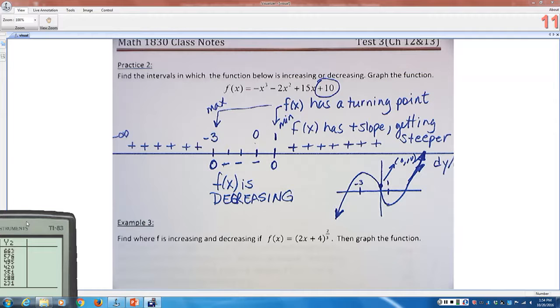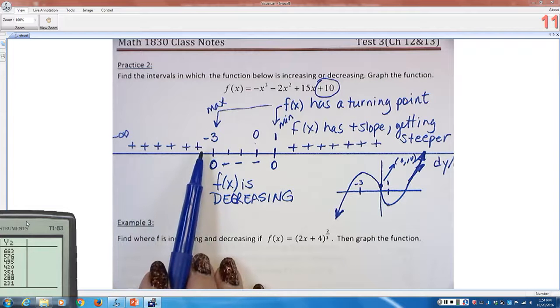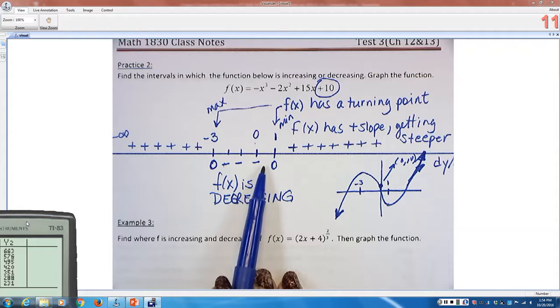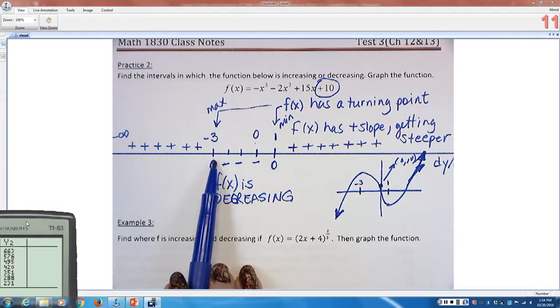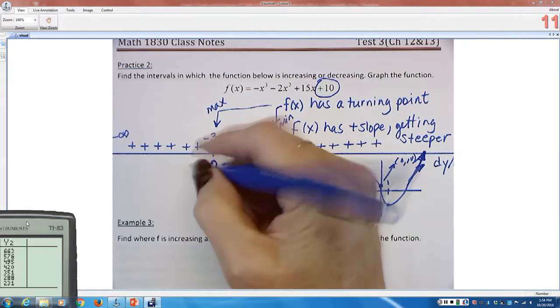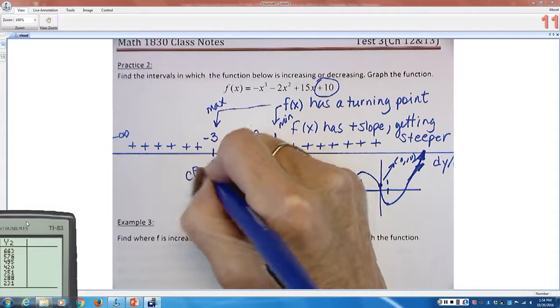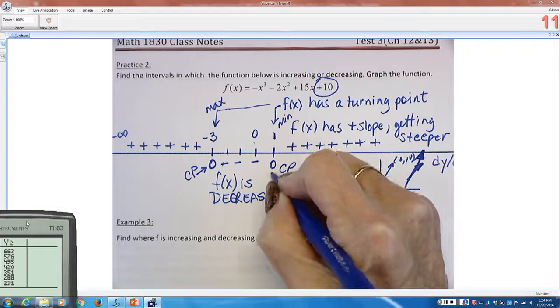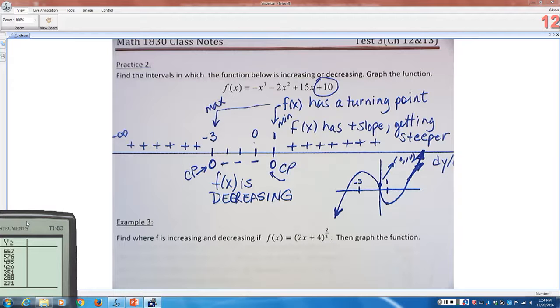But again, the key is when the slope is positive, your function's increasing. When your slope is negative, your function's decreasing. When your derivative has a 0, that means your function has reached a maximum point or a minimum point. Okay? These are called the critical points. Those are your two critical points. Critical points are where your function either has a maximum or has a minimum. And it is also possible to have a critical point where it's neither a max nor a min. It might be an inflection point. Okay?